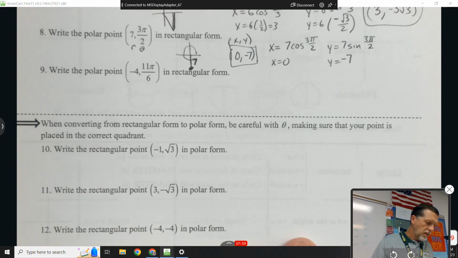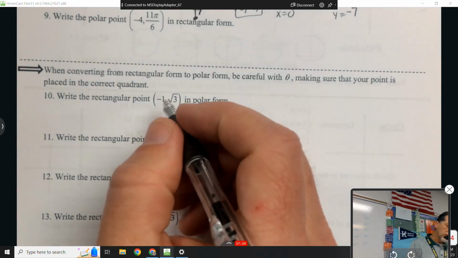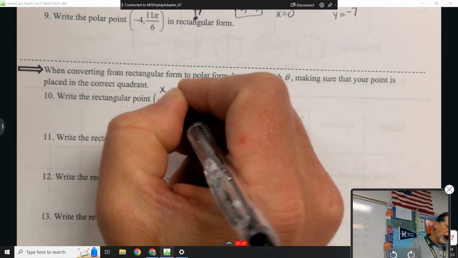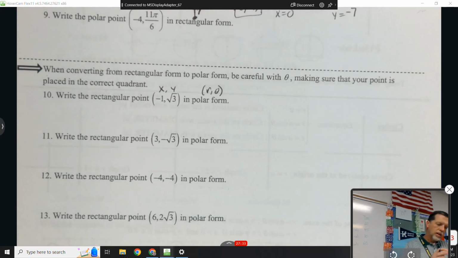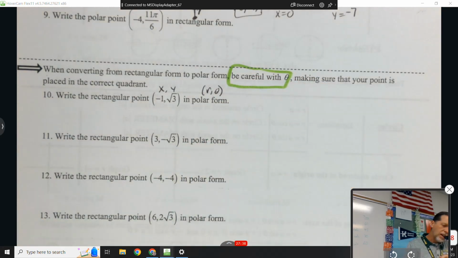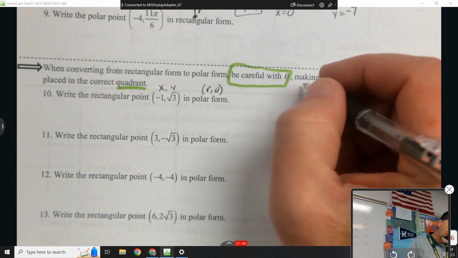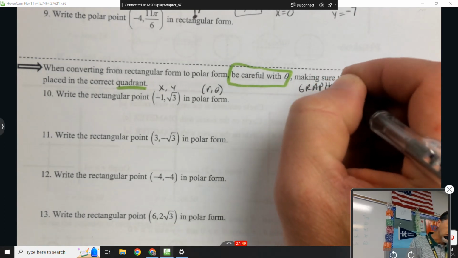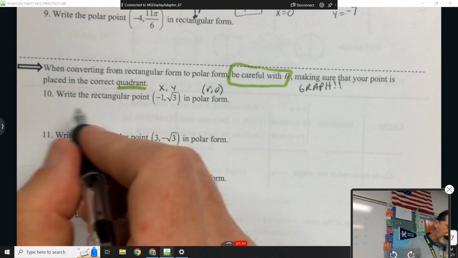Let's jump to the next set here. When converting from rectangular to polar, so we're going the other way now, we're given x and y, and we want to change it into r theta. Please be careful with theta because there's quadrant issues that come up. As long as you graph it, you'll probably be fine. So the solution is to graph the point, and then you'll know what quadrant you're in, and you'll get the angle correct, most likely. So let's graph negative 1 comma root 3.